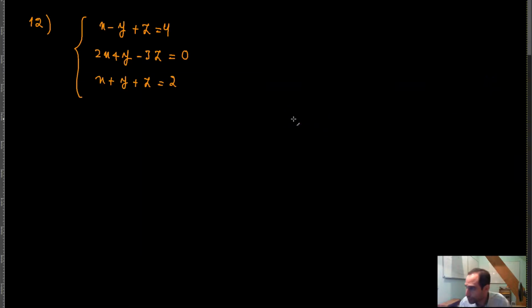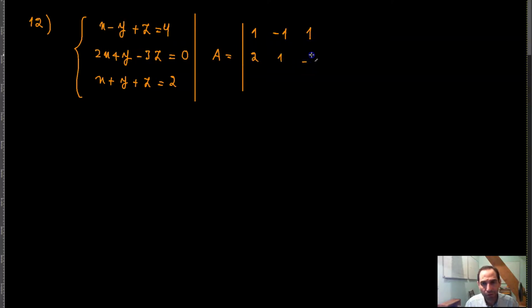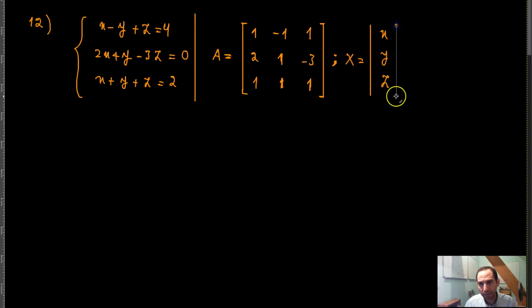Now let's go to the equations and take a look at them and see how we can actually solve them. You can create the matrix A, for example, as 1, -1, 1, 2, 1, -3, 1, 1, 1. And you will have another matrix X as x, y, and z, and another matrix B as 4, 0, and 2.